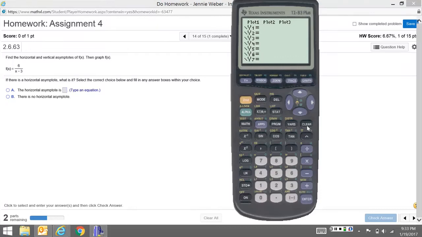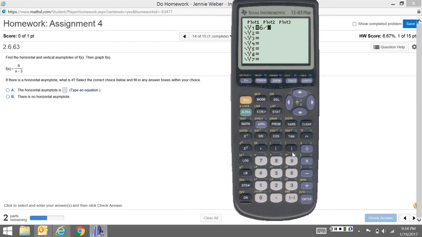Okay, we are asked to find the horizontal and vertical asymptotes of f of x. Now, there's lots of different ways we can do this. We've explored some algebraic ways, but let's talk about putting it into our graphing calculator. So what we're going to do is start by simply graphing this equation.